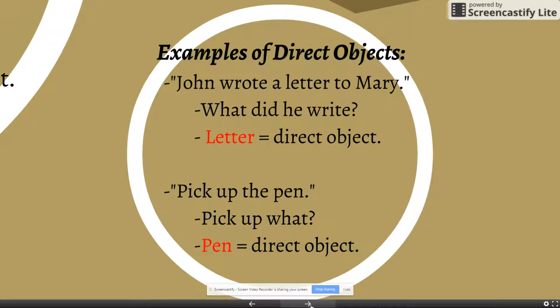Here are some examples of direct objects. John wrote a letter to Mary. Wrote is the verb, so you ask yourself, what did he write? Letter. So letter becomes a direct object. Pick up the pen. This is a command, and the subject is actually an understood you. So you pick up the pen. Pick is the verb. What do I want you to pick up? The pen. So it's the direct object receiving the action of pick.